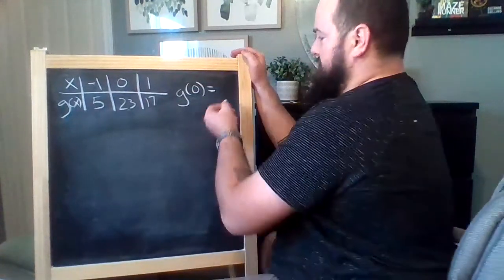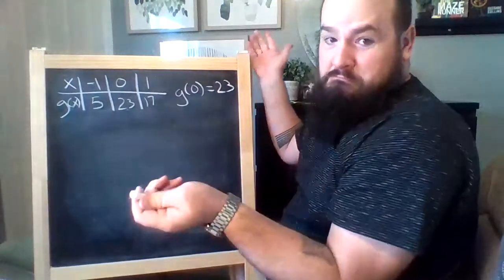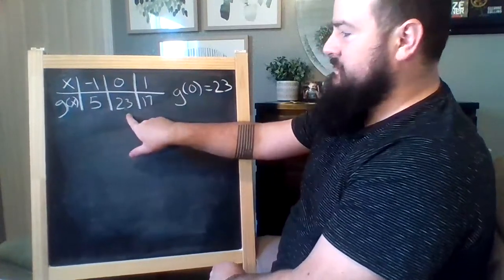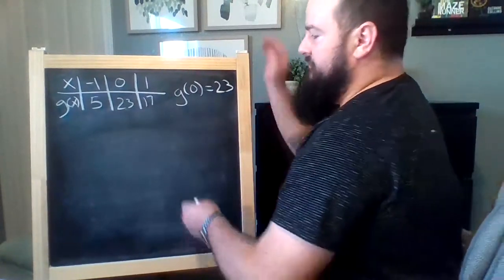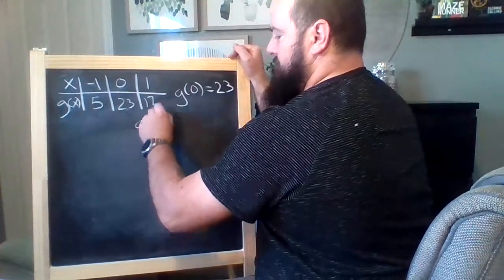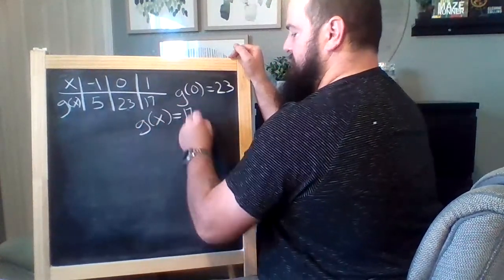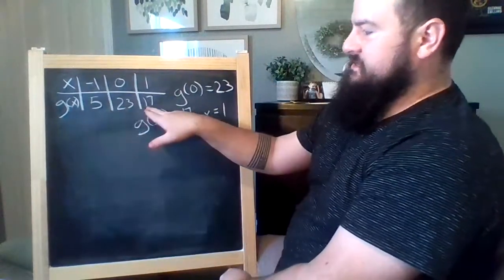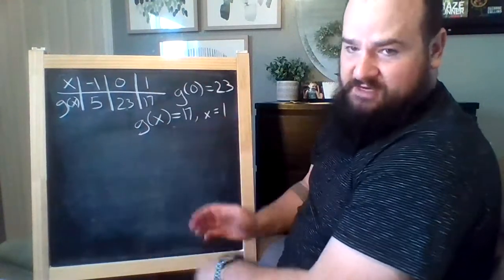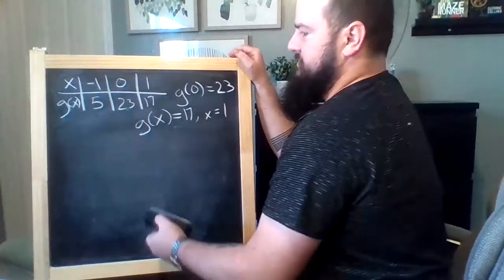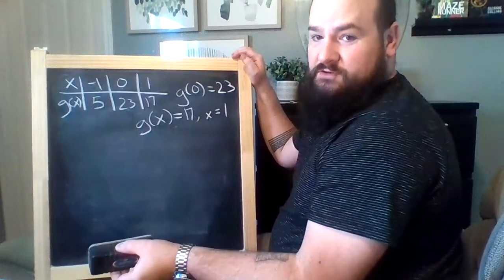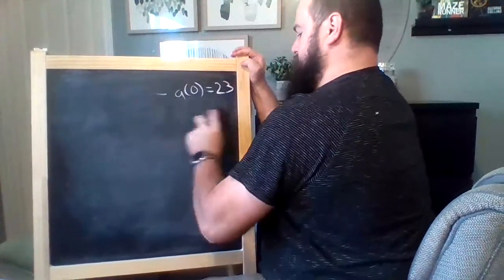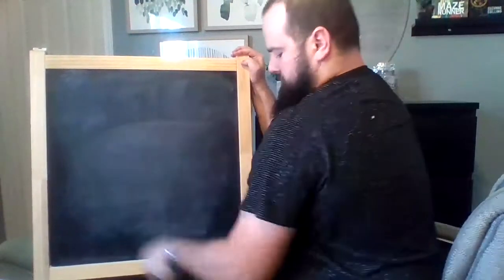So, easy things with this, right? g of 0 equals, well, 23, because if x, the thing that goes inside here, is 0, g of x is 23. I could also do similar things. g of x equals 17, so x equals 1, because if g of x is 17, then x must be 1. Easy, right? Now, let's give myself some more room. Pause if you need to write this down.